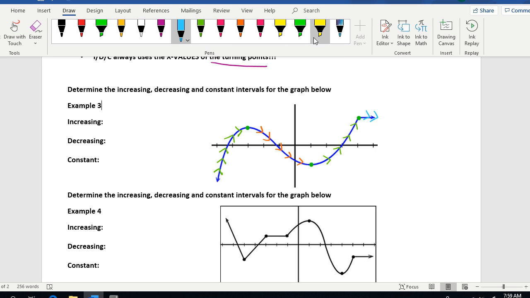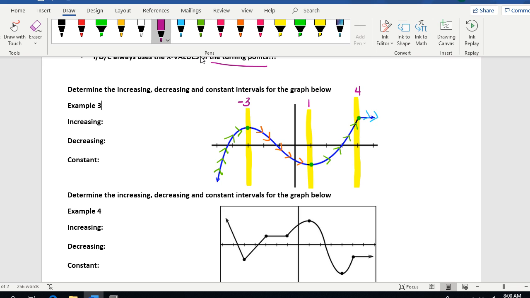The next thing I want you to do is draw lines through your turning points, because if you notice, this is where the change in direction is happening. And then lastly, we are going to put the turning x value on top of our line. So 1, 2, 3. So this is -3, 1, and 1, 2, 3, 4.